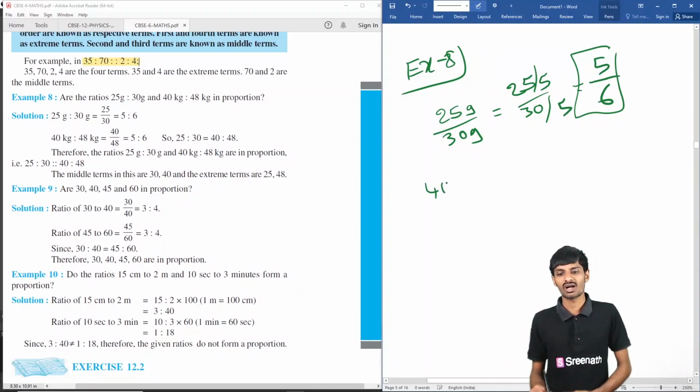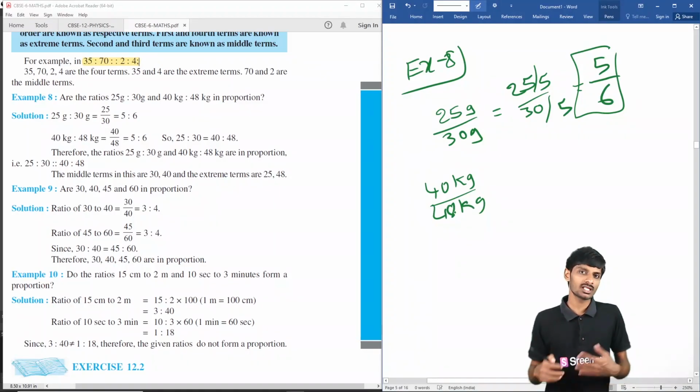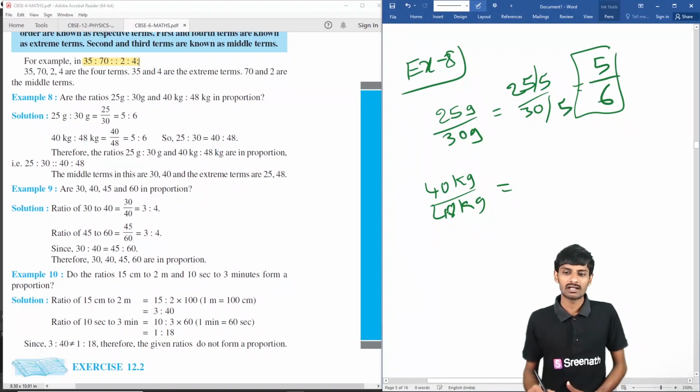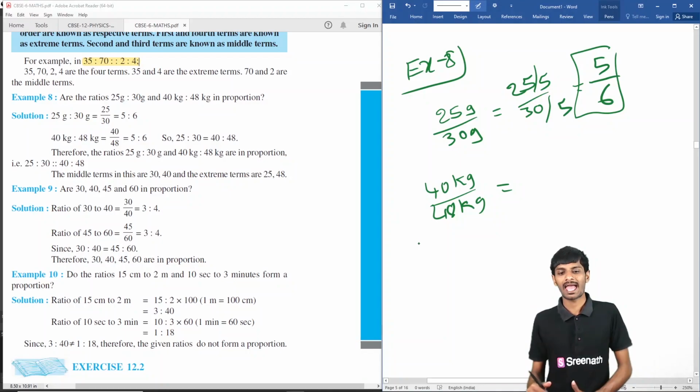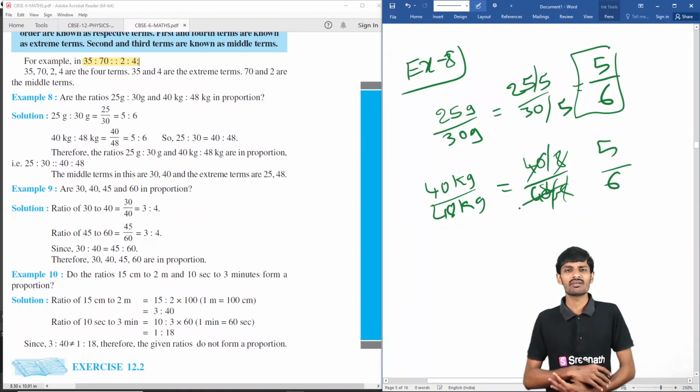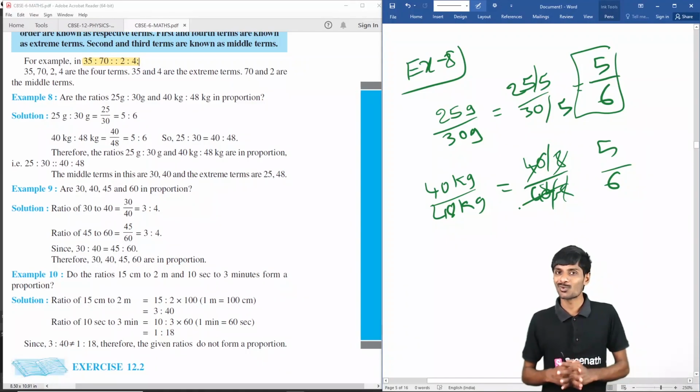Now look at 40 kilograms and 48 kilograms. Both are in kilograms, no problem. We can move further. And 40 by 48. Both 40 and 48 are cancelled out in the 8 table, okay, students. 8 table, so how many times? 5 times; 48, 6 times. So both ratios are 5 by 6. So they are in proportion.